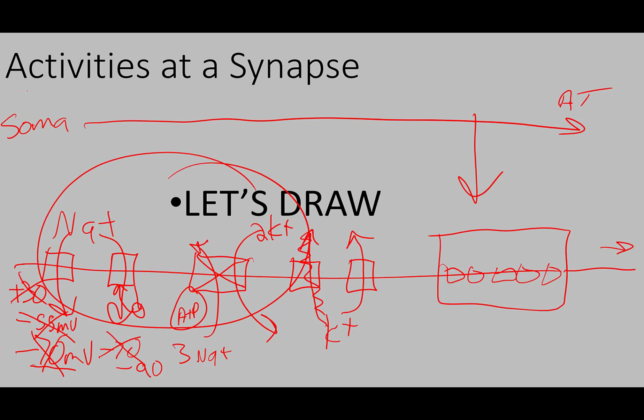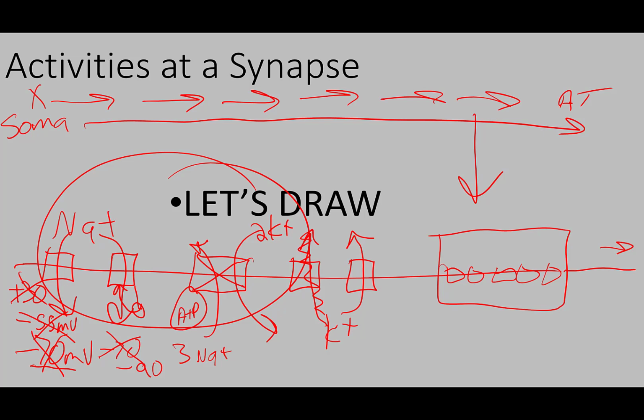Something happens up here at the soma, and it causes the action potential to travel the length of the axon until we get to the axon terminal. All of that was in the previous lecture, so that was just a review. That's why it was kind of messy on the screen here.